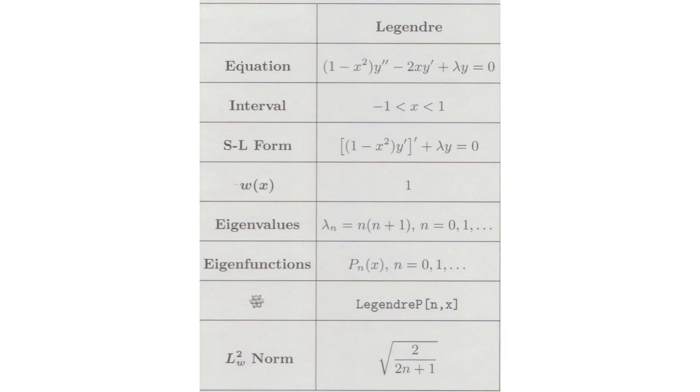The eigenvalues and eigenfunctions are displayed. Lambda n equals n times n plus 1, starting at 0. And the eigenfunctions are the Legendre polynomials of the first kind, denoted p sub n of x. The Legendre polynomials are listed in most computer algebra systems. The one shown here is for Mathematica, I believe. And if the square brackets around n and x, n comma x, were round brackets, that would be the notation for the Legendre polynomial p sub n in a Maple worksheet. The final row is the L2 norm for the Legendre polynomial p sub n.